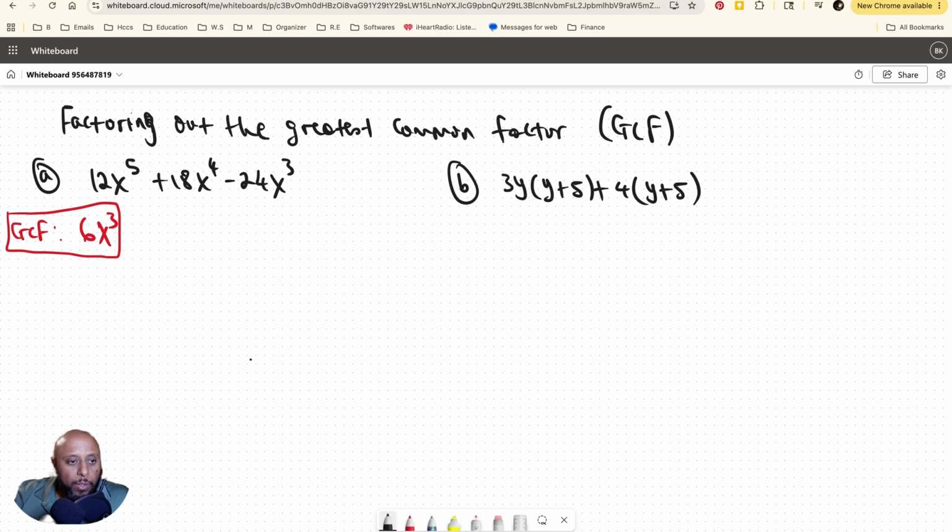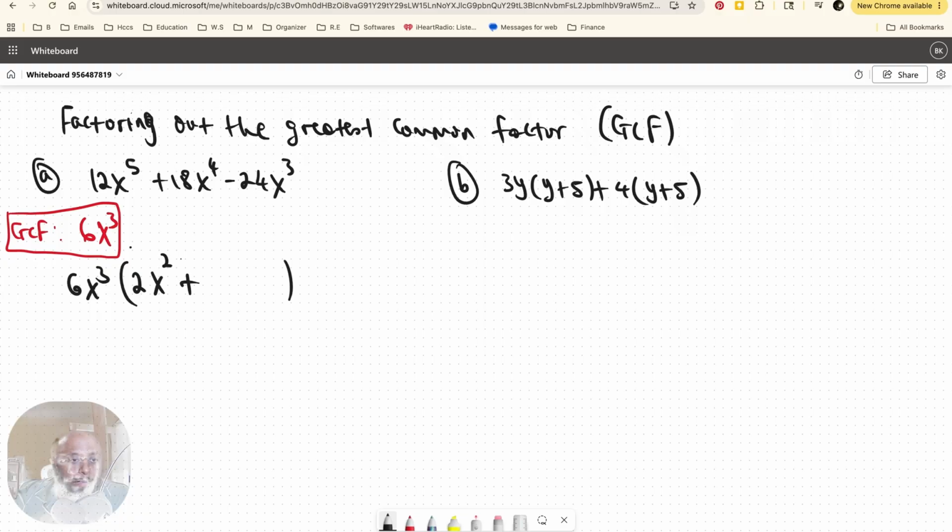So the next step is we need to take out 6x cubed from each of these terms. So we're going to ask how many times 6x cubed can go into 12x to the power of 5. In other words, 6x cubed times what gives us 12x to the power of 5. So 6 times 2 is 12, and x to the power of 3 times x to the power of 2 is x to the power of 5.